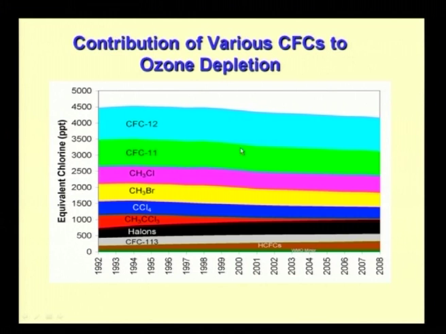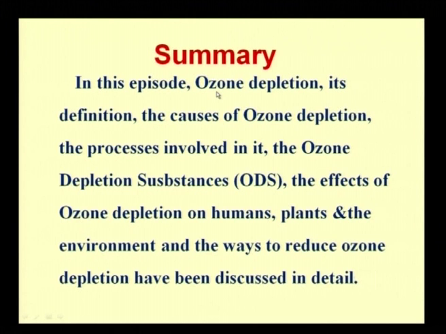And now, let us have a conclusion. In this episode we have discussed ozone depletion, its definition, the causes of ozone depletion, the processes involved in it, the ozone depleting substances ODS, the effects of ozone depletion on humans, plants and the environment, and the ways to reduce ozone depletion, all in detail.